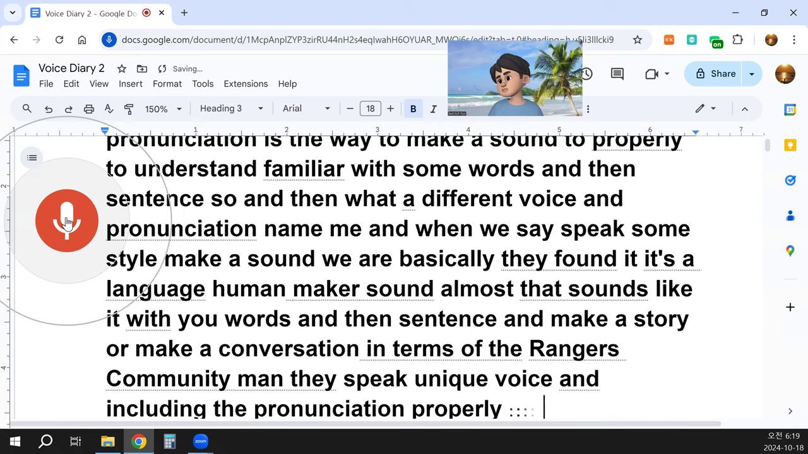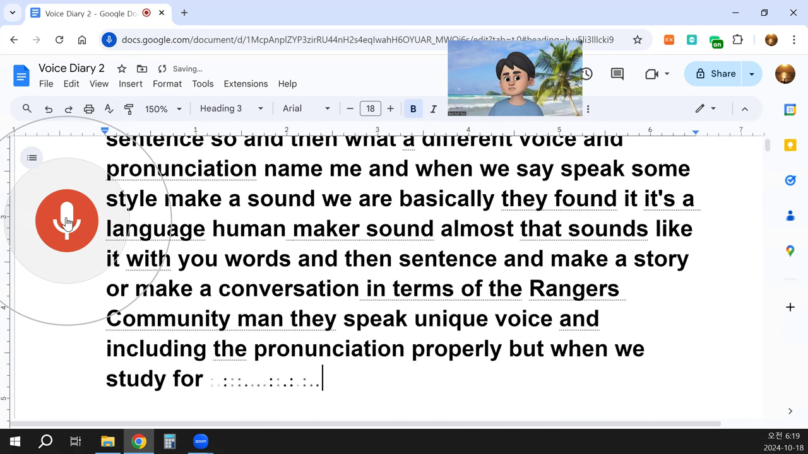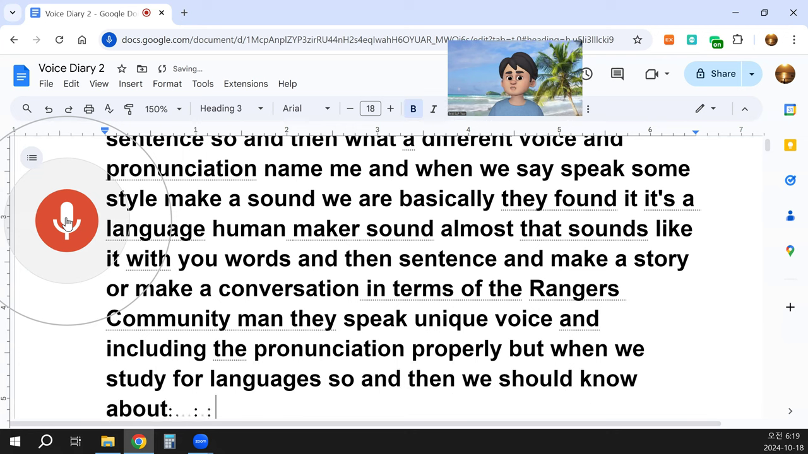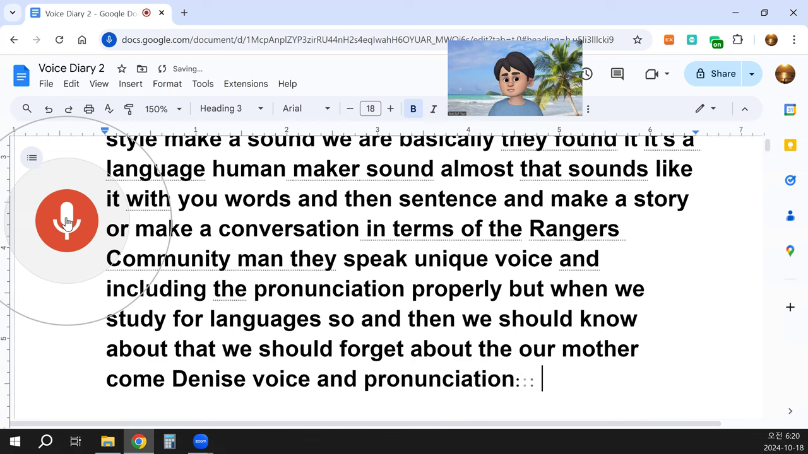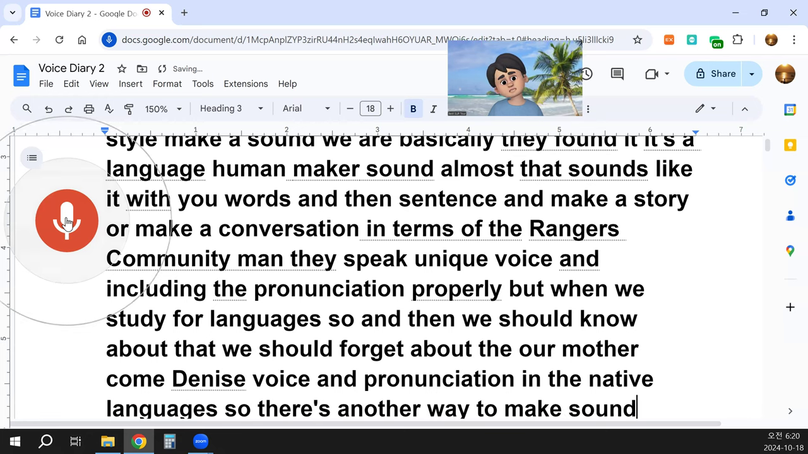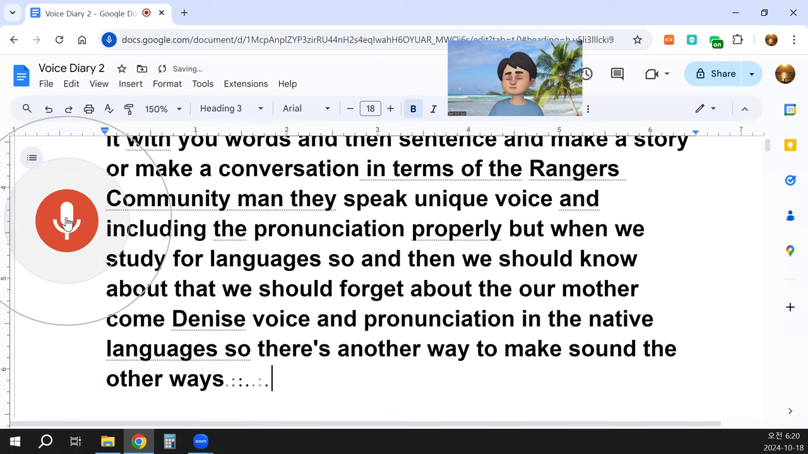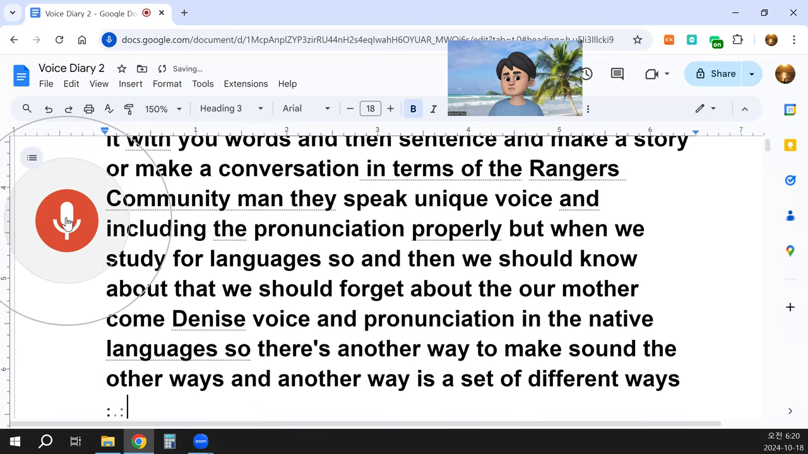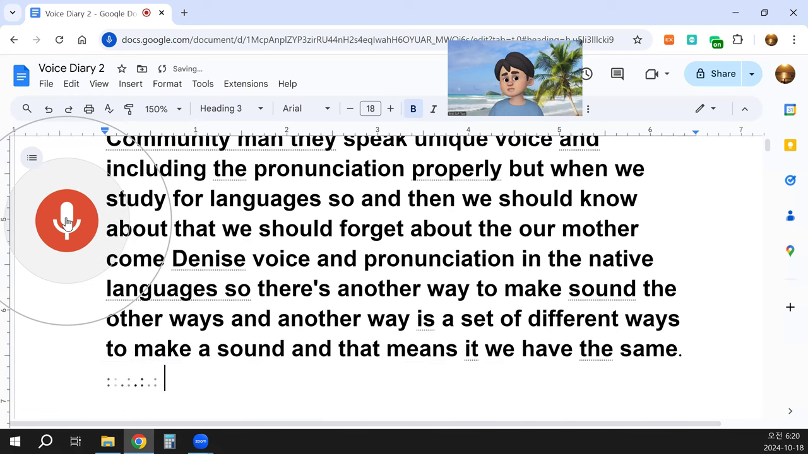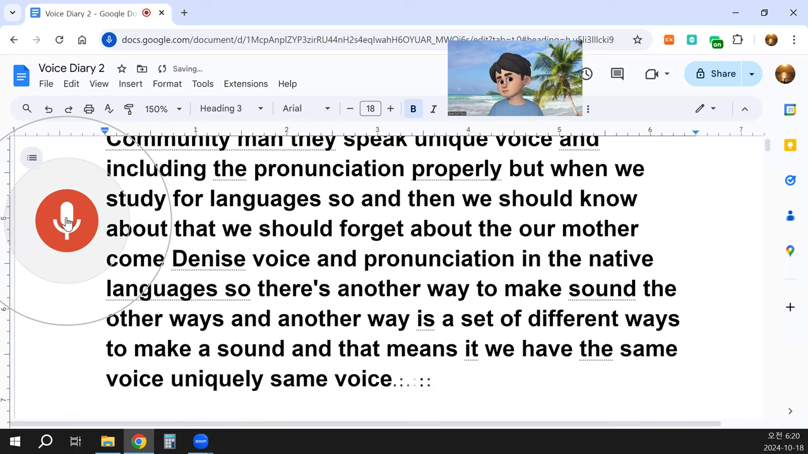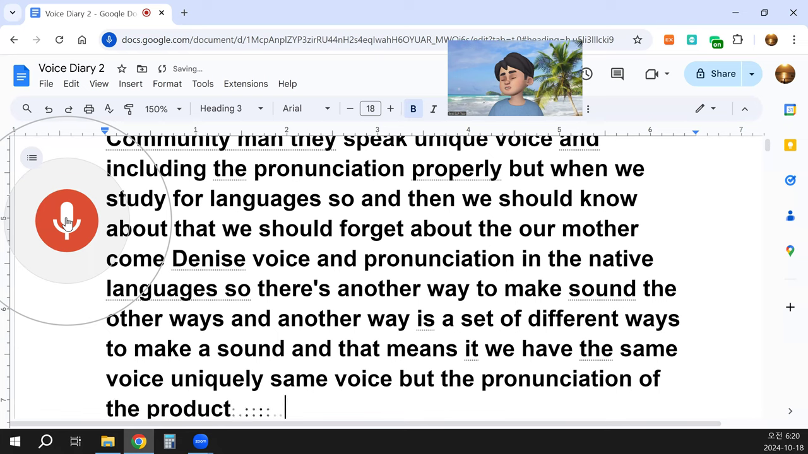But when we study foreign languages, we should know about that. We should forget about our mother tongue. The voice and pronunciation of the native language are different from the target language. So there is another way to make sound. There are different ways to make the sound. That means we have the same voice, uniquely the same voice, but the pronunciation is different. Then we should know about that.